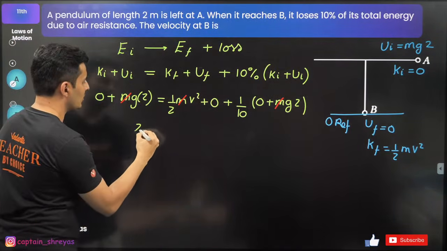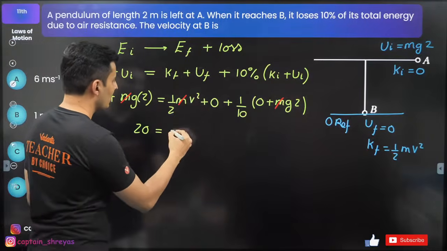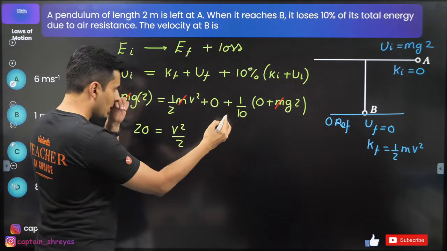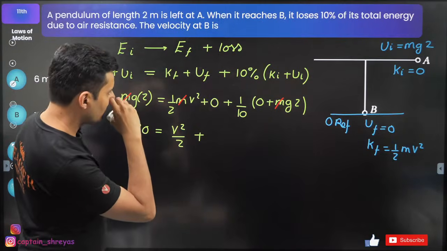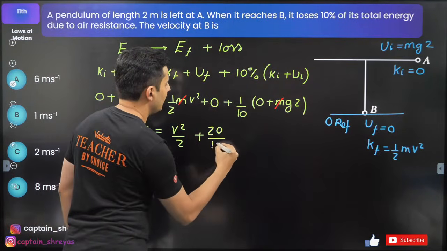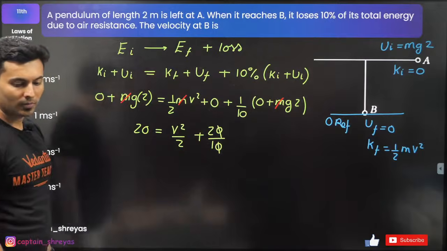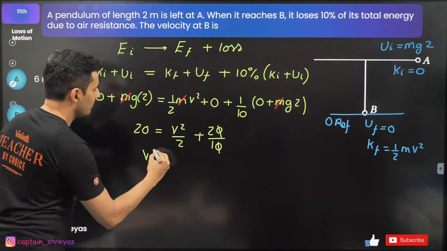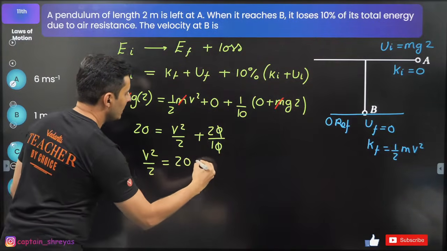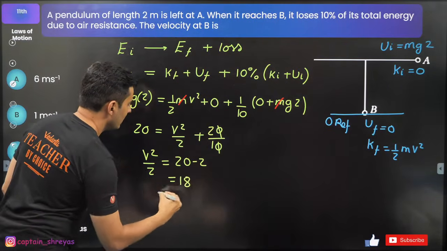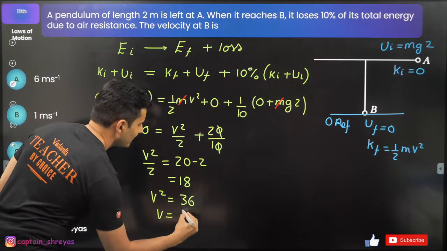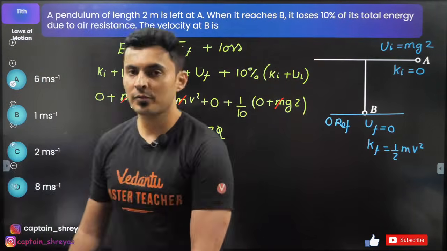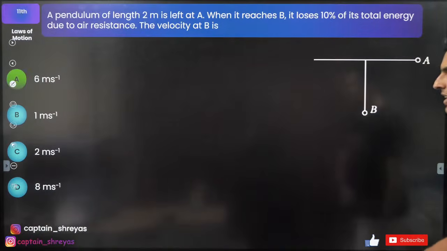g into 2, that's 20 because g value is 10. This will be v square by 2. This will be nothing but 2g, that's 20. 20 by 10, 0 cancels. This will be 2, right? So move this around. So v square by 2 is 20 minus 2, which is 18. So v square will be 2 into 18, which is 36. So v will be 6. That's the answer. Just check this out. Is it there as option A? Yes, it is.